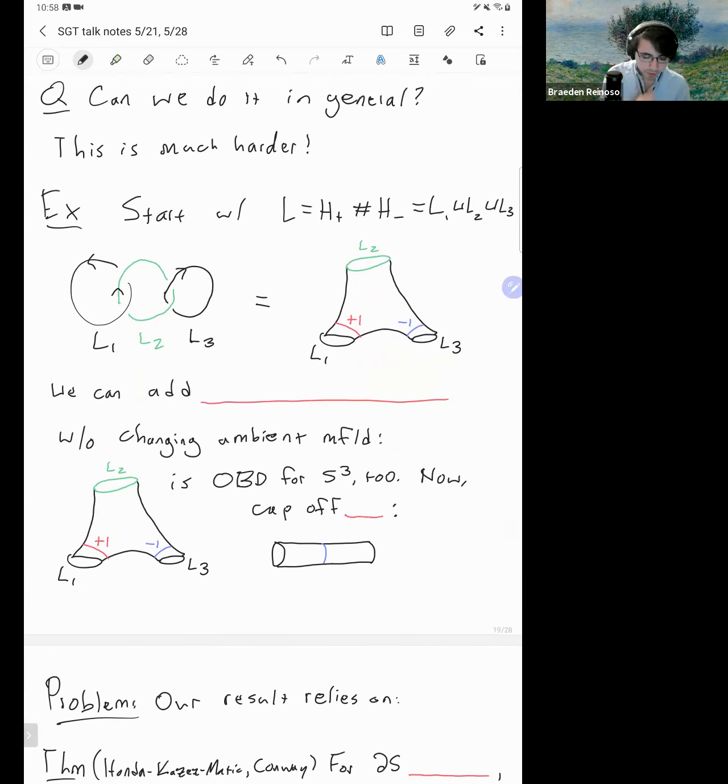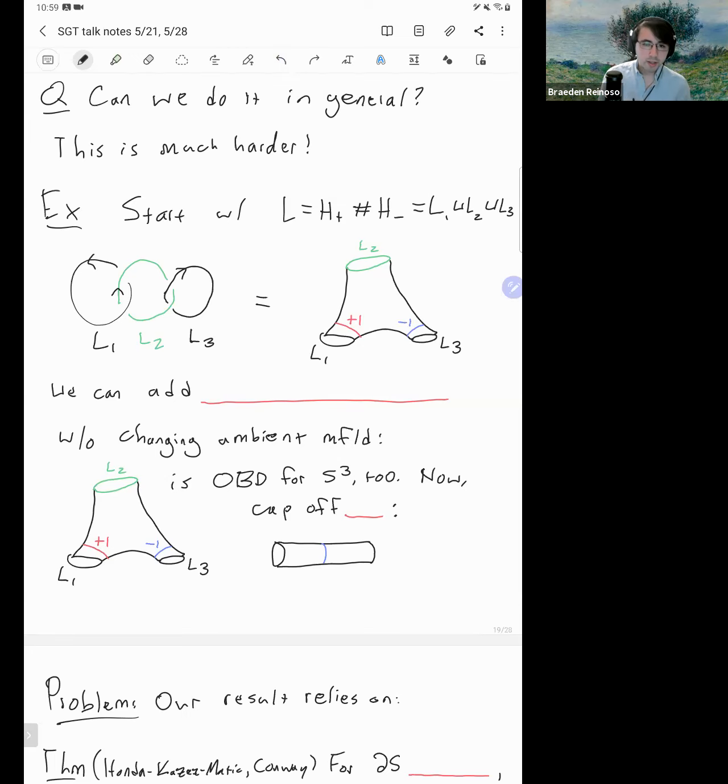So if you just start with, say, this guy, which is a fibered link, H plus connect sum H minus, so just a positive and negative Hopf link. What does that look like? That looks like this guy here, where we've highlighted this green component. And it has the open book decomposition, which is just a pair of pants with, say, a +1 Dehn twist along L1 and a -1 Dehn twist along L3. And then our L2 boundary component is just sitting there.